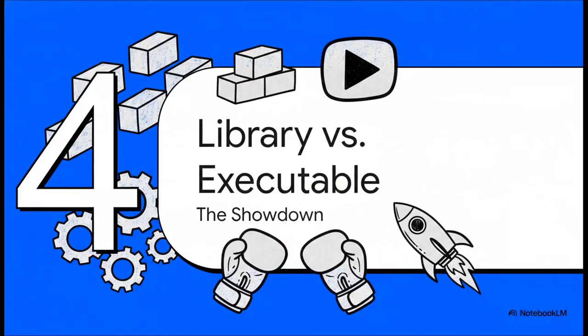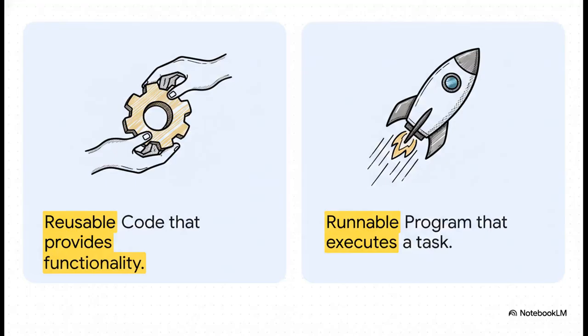Simple as that. Okay, so we've met our two contenders, now let's put them side by side, a direct showdown to make the distinctions absolutely crystal clear. At the highest level, it really just breaks down like this. A library is reusable code that exists to provide functionality to other code. An executable, on the other hand, is a runnable program that exists to execute a task for a user. One is a component, the other is the final product.